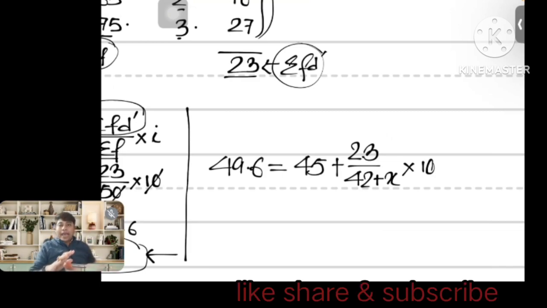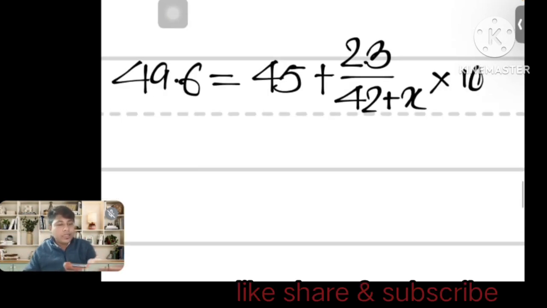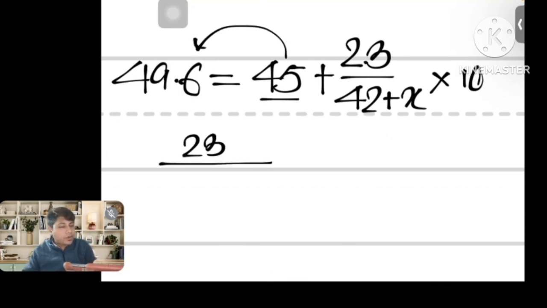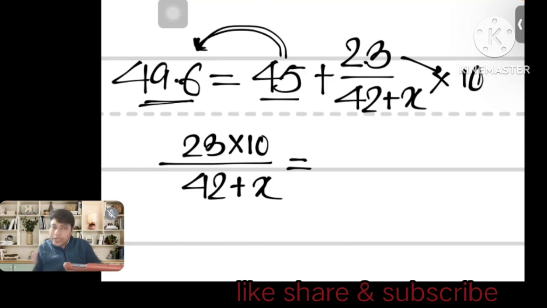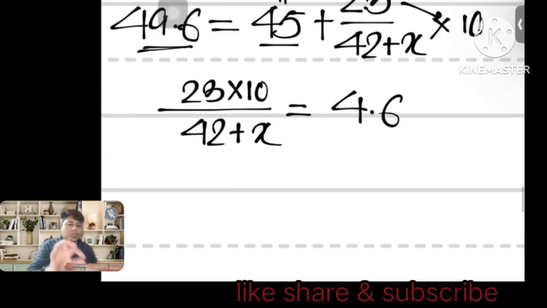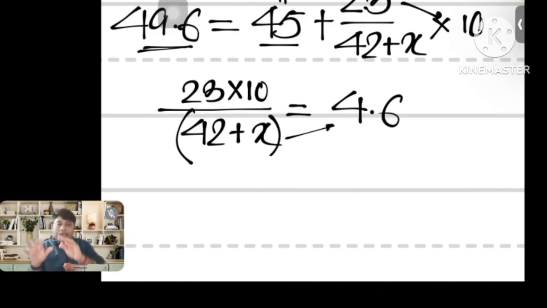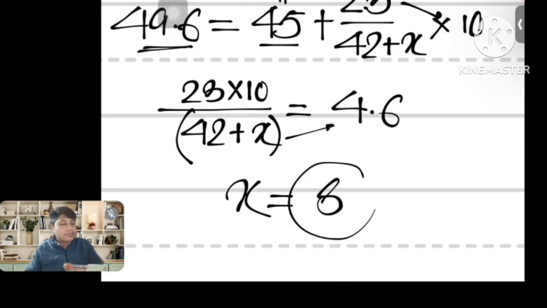Now I am going to form an equation, and this linear equation will help me calculate the value of x precisely. Look at how I am doing it. First I take 45 to the other side: 23 into 10 divided by 42 plus x is equal to 49.6 minus 45, that means 4.6. Then do the cross multiplication with 42 plus x and solve by the linear equation. You will get the value of x equal to 8.